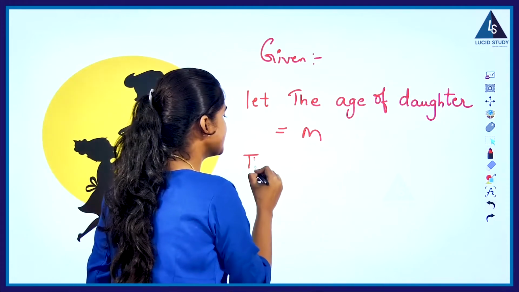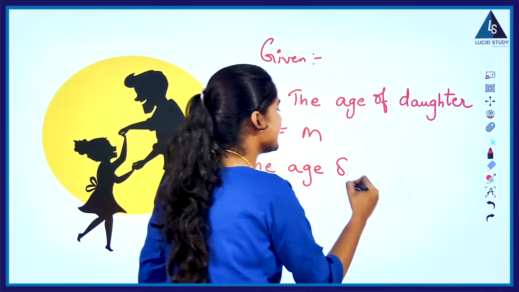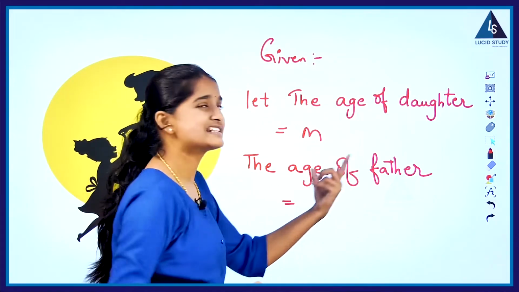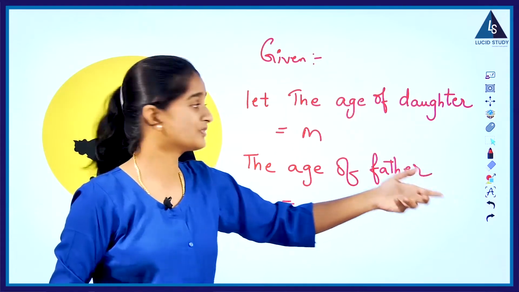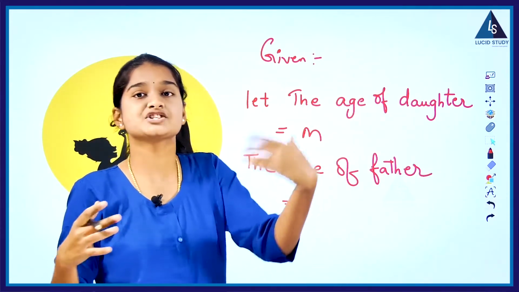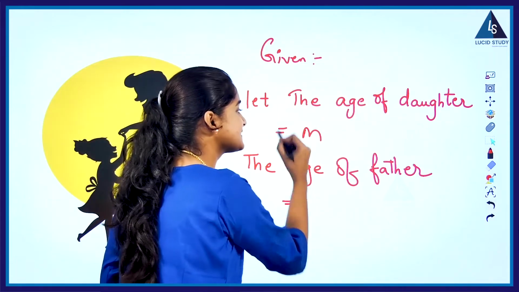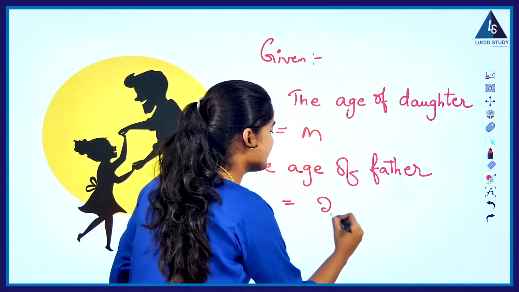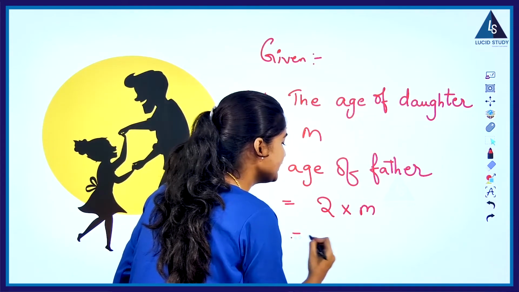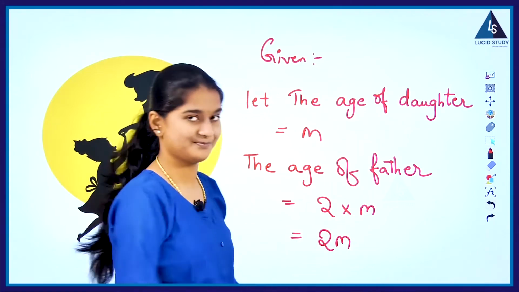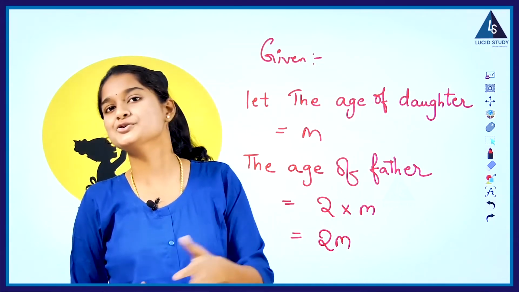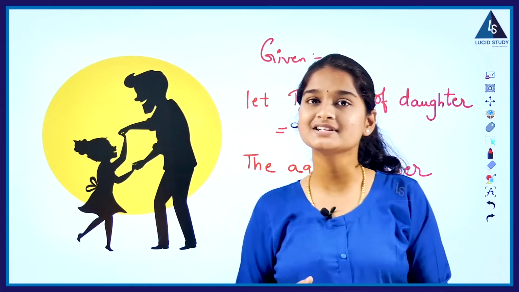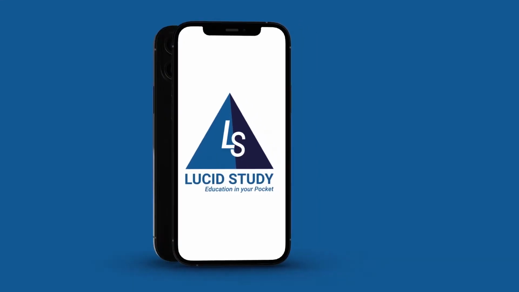Therefore, what is the age of the father, children, now? We have the age of the daughter, so easily we can find the age of the father also. The father's age is double the age of the daughter. The age of the daughter is M. So double of M is nothing but 2 multiplied by M. 2 into M is 2M. So the age of the father is 2M. So I hope you learnt about variables. This is how we use variables to represent unknown quantities.